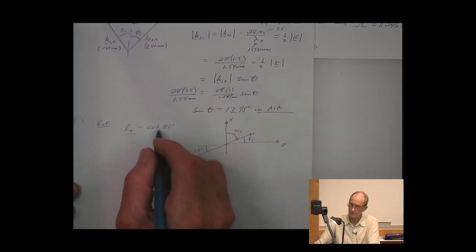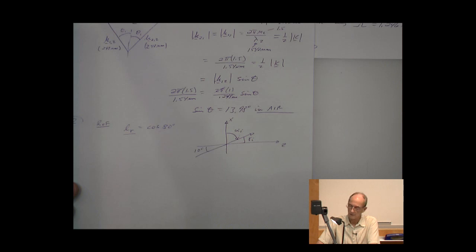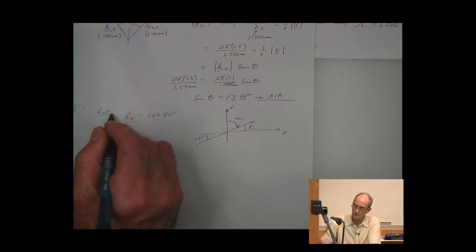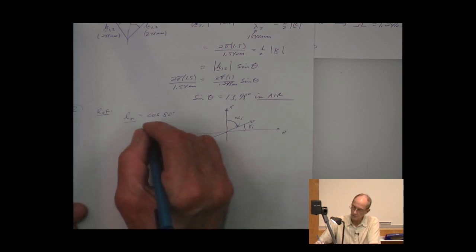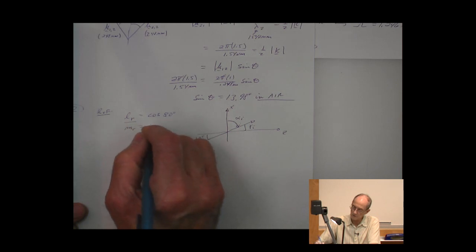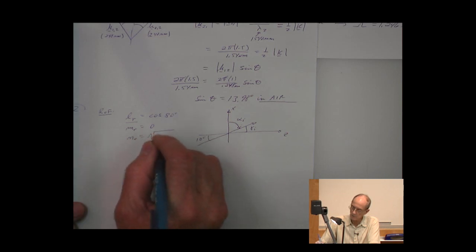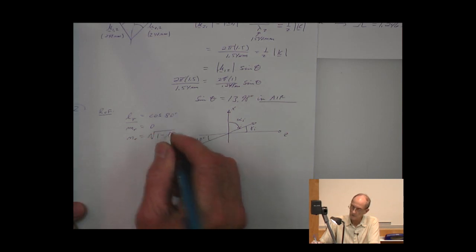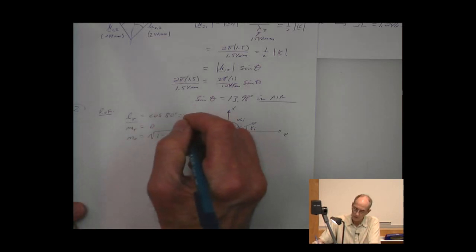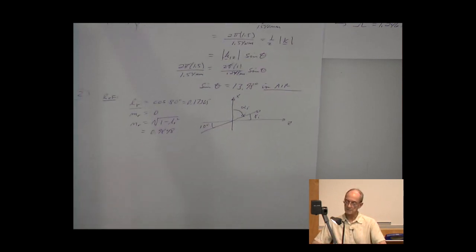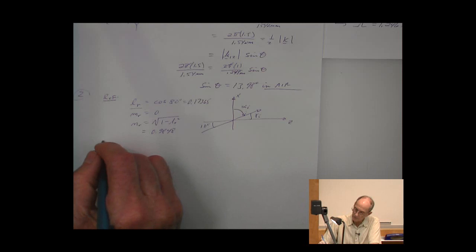The other one, 12? I'm talking about LP, that's the reconstruction beam. Yeah, this is the reference beam that I'm doing first. Okay, and so of course MR is equal to 0. It's equal to 0 for all of these. NR is equal to the square root of 1 minus LR squared. Okay, so LR is equal to 0.17365, and NR is equal to 0.9848.